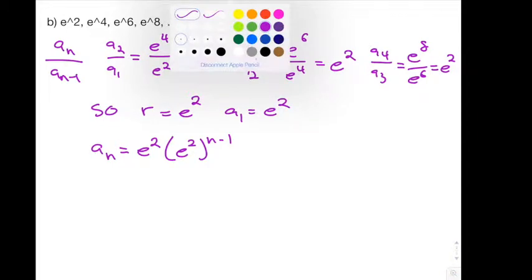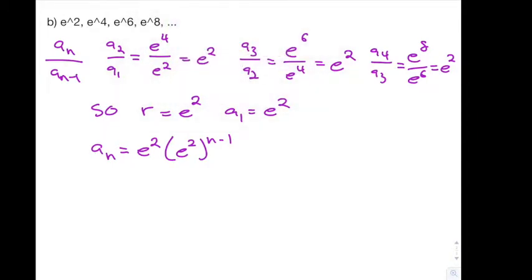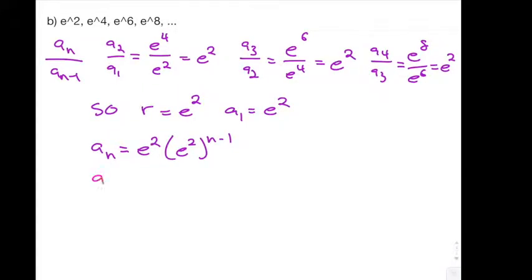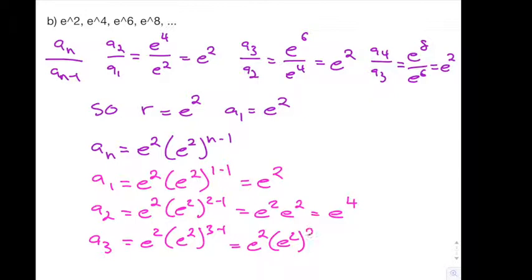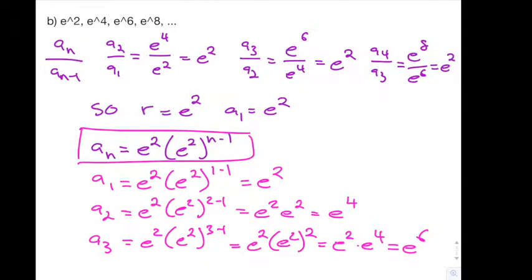Now, like we did before, let's just check to make sure that this is in fact the rule for this particular geometric sequence. So we'll do a1 equals e squared times e squared to the 1 minus 1, so that's e squared. A2 equals e squared times e squared to the 2 minus 1, so that's e squared times e squared, which equals e to the 4th. A sub 3 equals e squared times e squared to the 3 minus 1, so that's e squared times e squared squared, which would be e squared times e to the 4th, and that equals e to the 6th. Okay, so we've got the first 3 terms of our sequence up above, so I think we should feel pretty good that this is the rule for our geometric sequence here.